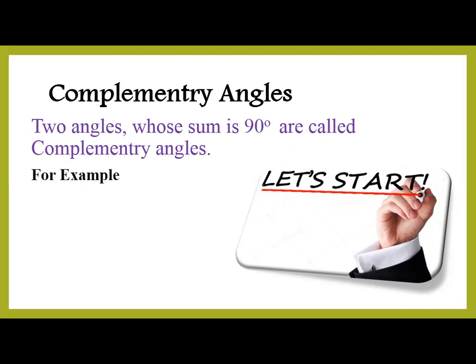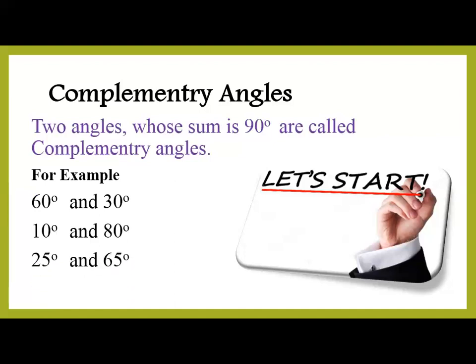Let's check some examples. 60 and 30. Yes, because when 60 and 30 are added together, they will give you 90 degrees. Same as 10 and 80. And the third example is 25 and 65.